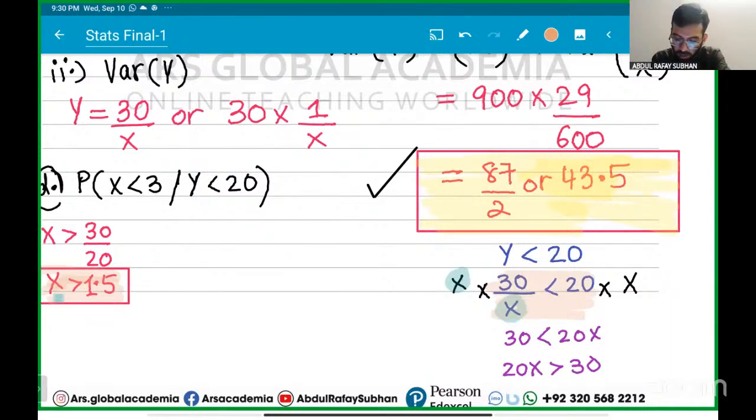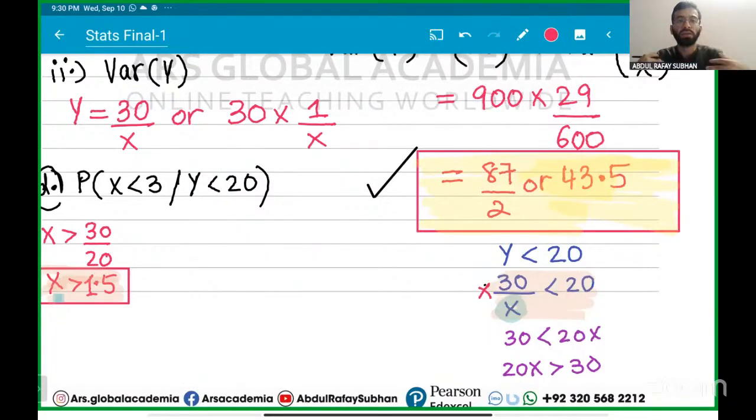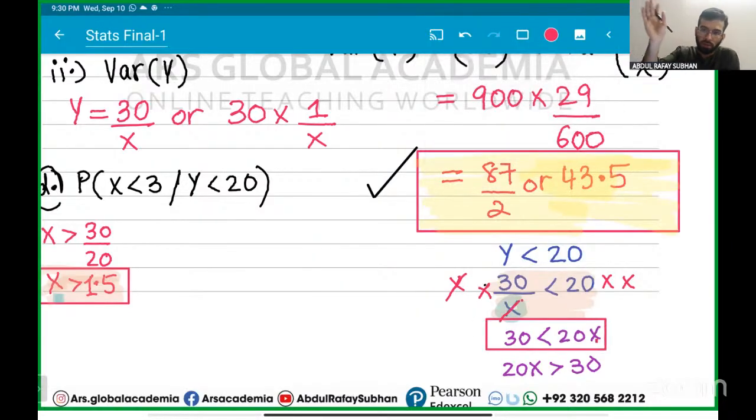To cancel this x, follow carefully in the red color. This is what I am doing on my own. If you do something on one side, you have to do it on both sides. So multiply by x on both sides. The x and x cancel, and I am left with 30 is less than 20x. The IGCSE concept tells us that x needs to be on the left hand side. Bringing x to the left hand side will change the inequality sign.